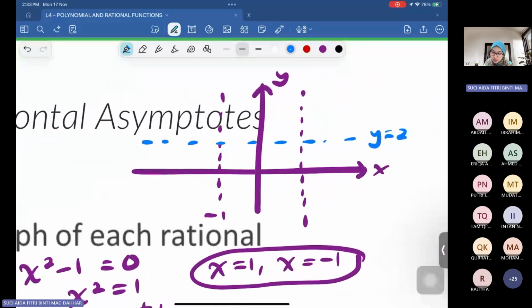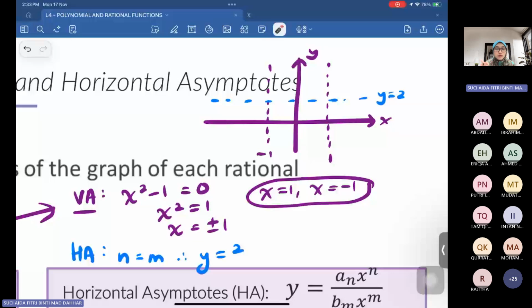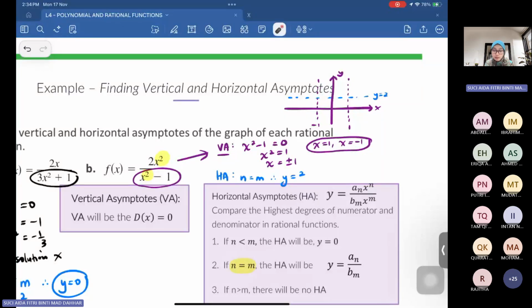So you have to make sure later when we sketch them, your graph will never touch all this dotted line. Okay? So that's why it's important that you be ready with your asymptotes first before we sketch them. Is that clear? So that is the first part that we need to cover today, how to get asymptotes for rational function, both vertical asymptote as well as horizontal asymptotes. Is that clear? Any questions on asymptotes?